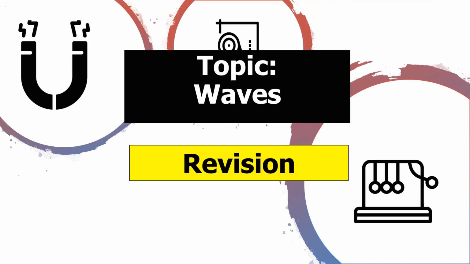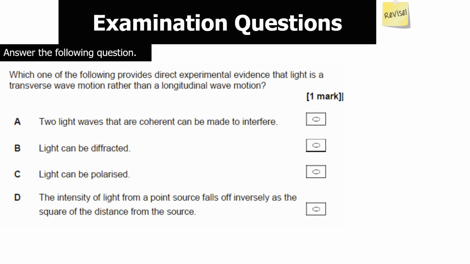Let's now have a look at some questions concerning waves. So the first question says, which of the following provides direct experimental evidence that light is a transverse wave motion rather than a longitudinal wave motion? So pause the video now, then unpause the video when you want to go through your answer.